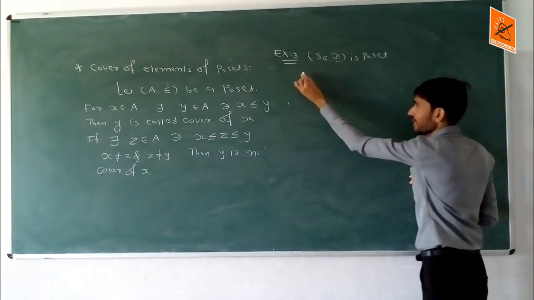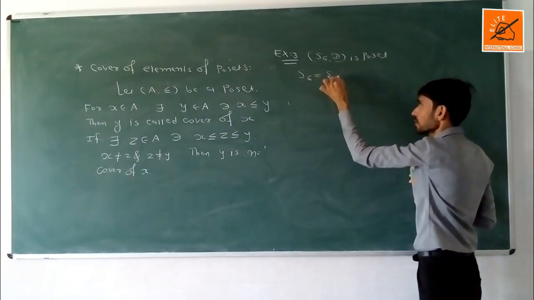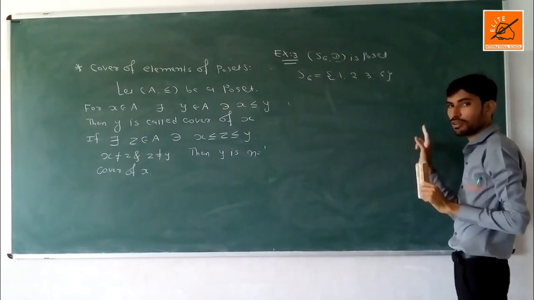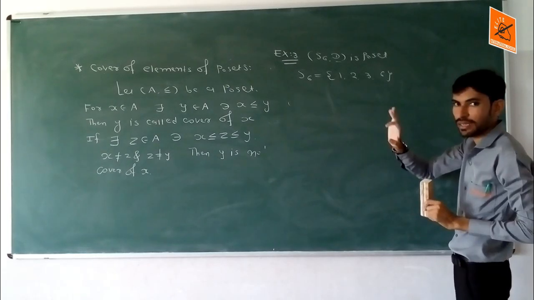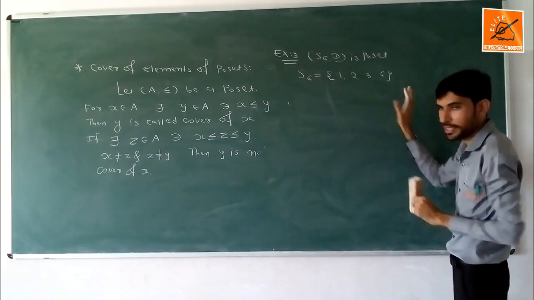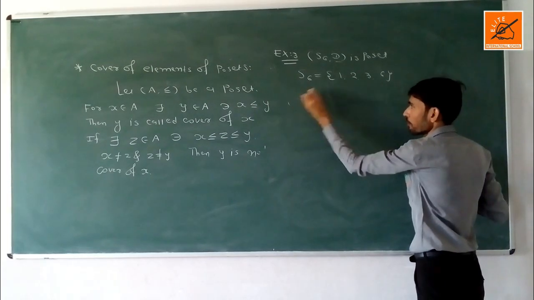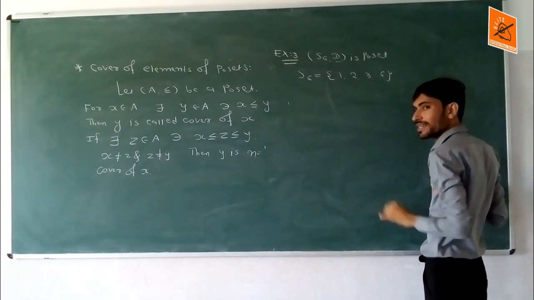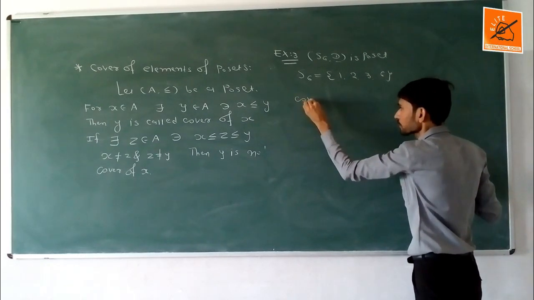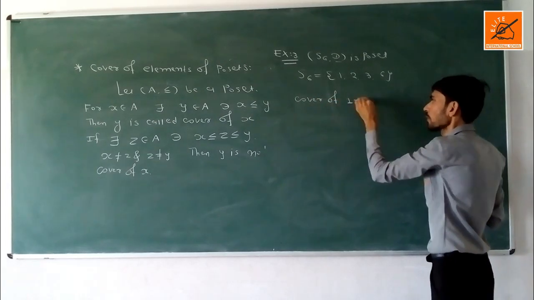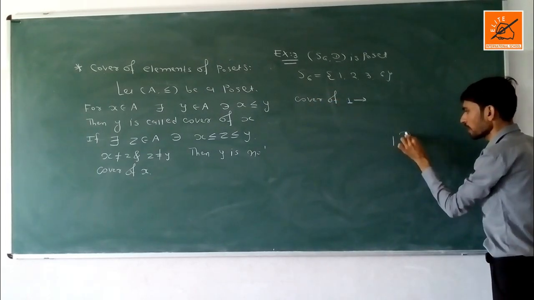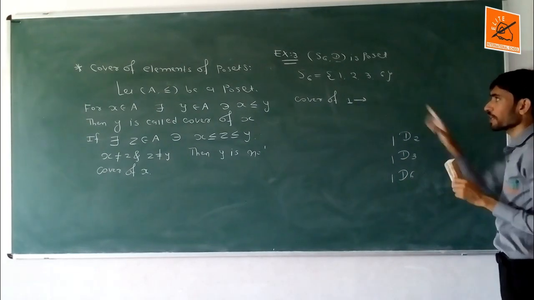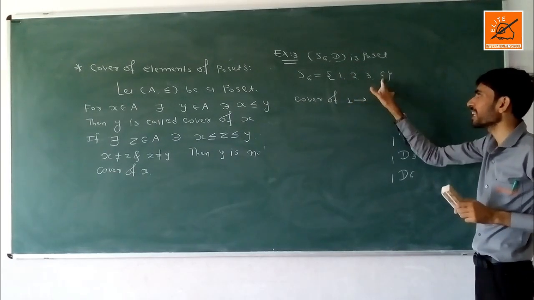So here we first of all write S6. S6 contains the elements 1, 2, 3 and 6. All are factors of 6. Now here we find the cover of 1, 2, 3 and 6. So we start with 1, because 1 is related with all elements. 1 divides 2, 1 divides 3 and 1 divides 6. So 1 is related with 2, 1 is related with 3 and 1 is related with 6.